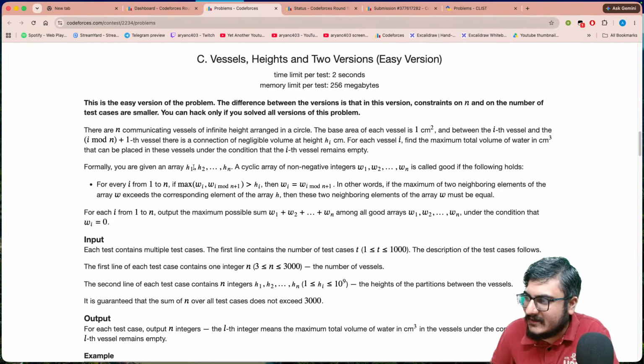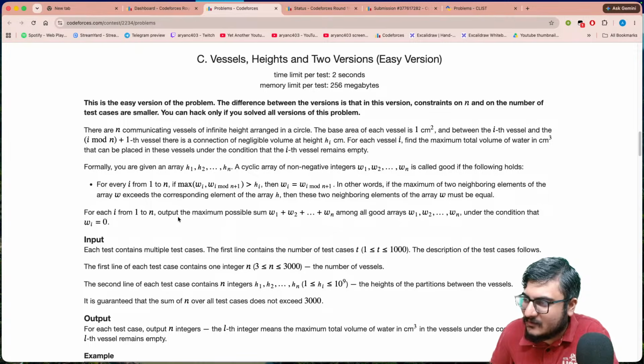Formally, you are given an array h1 up to hn. A cyclic array of non-negative integers w1 to wn is called good if the following holds true. For each i from 1 to n, if the max of wi and the next element is more than hi, then both of them should be equal. In other words, if the maximum of two neighboring elements of the array W exceeds the corresponding element of the array H, then these two neighboring elements of the array W must be equal.